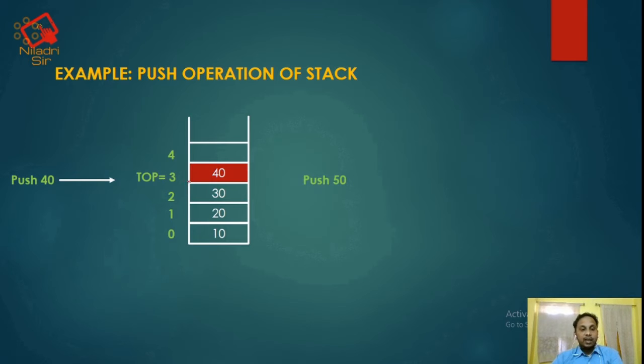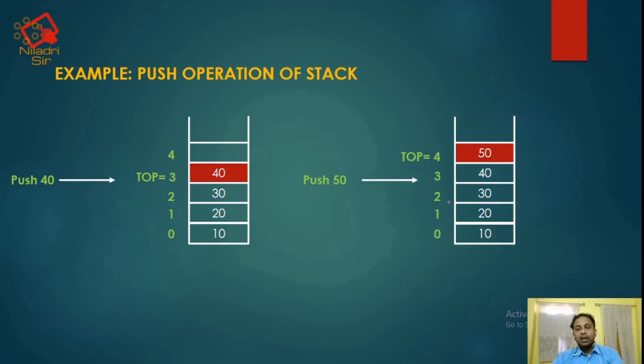Now we'll insert 50. We first increment the value of top by 1, so the value of top will be 4. After that we have inserted it. As you can see, at first we increment the value of top, and after that we insert the element at that position. Before incrementing the value of top, we will not be able to insert the element.